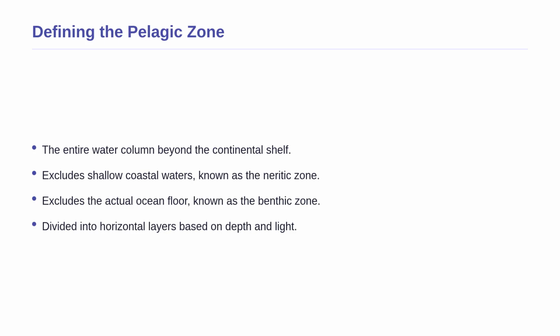Now that we have a feel for this vast space, let us define it formally. In marine biology, the Oceanic Pelagic Zone is the entire water column of the open ocean, lying beyond the continental shelf. It strictly excludes the shallow coastal waters, which we call the neritic zone, and it excludes the ocean floor, known as the benthic zone. Because this water column is incredibly deep, scientists divide it into distinct horizontal layers. These layers are defined primarily by how much sunlight penetrates the water and the depth.